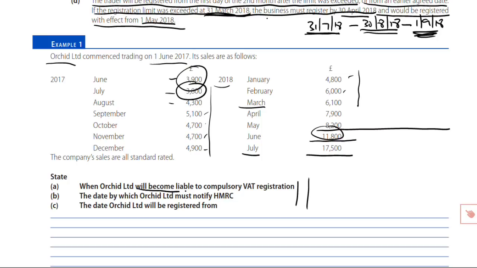And then, of course, here are the requirements. When Orchid Limited will become liable to compulsory VAT registration, so at which month end have we hit the compulsory VAT registration historical turnover limit, where have we exceeded 85,000. The date by which Orchid must notify, within 30 days. The date Orchid will be registered from, well, the first day of the second month following that period end where you've exceeded the 85,000. So I'd like you to have a go at that, and we'll have a quick review of it at the start of our next session together.